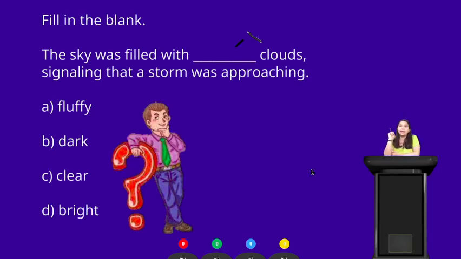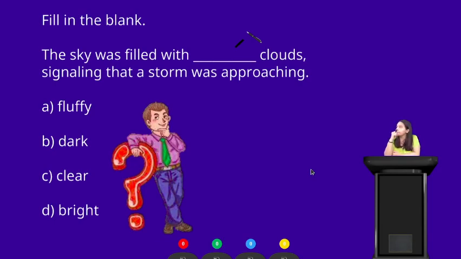Okay students, time up. Let's see the question now. Fill in the blank. The sky was filled with dash clouds signaling that a storm was approaching. Options are fluffy, dark, clear and bright. Now what we have to do is fill the blank with the right option. What would be your answer to fill the correct option in this blank?